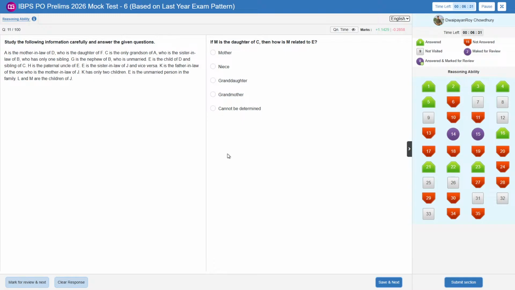Okay. Other clue. A, D, C, A, D, G, nephew, unmarried, E, D. Okay. So A is mother-in-law. D, who is daughter of F. C is the only grandson of A. Who is sister-in-law? A, who is sister-in-law of B.